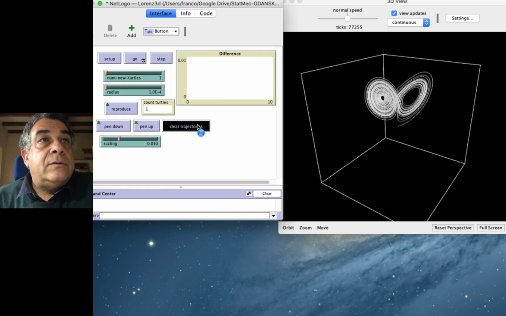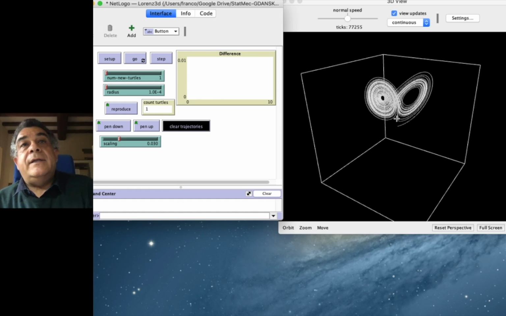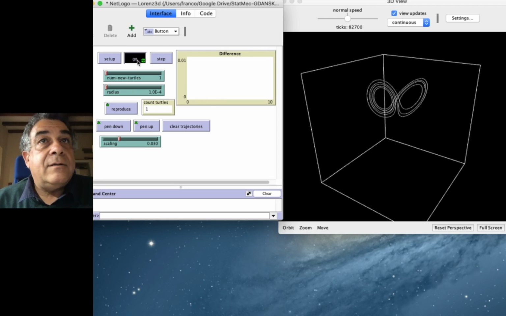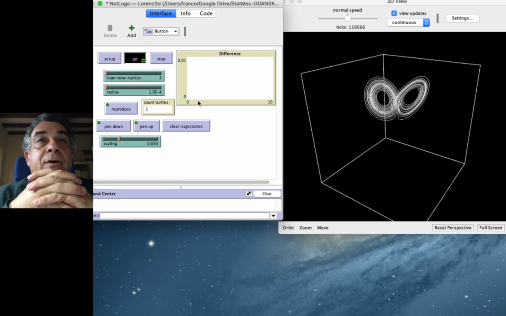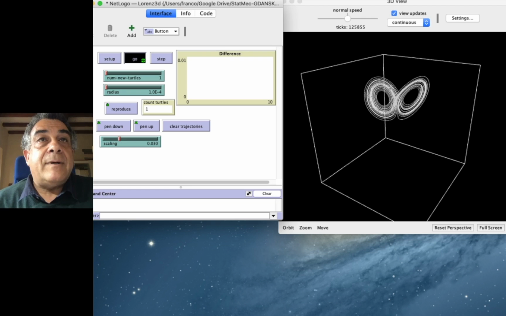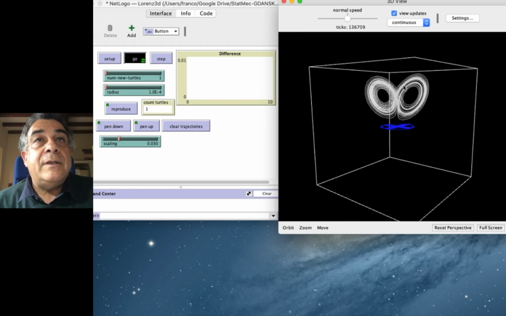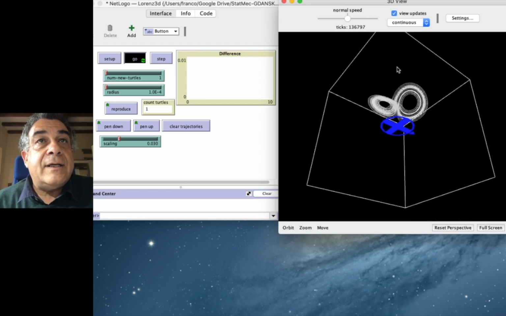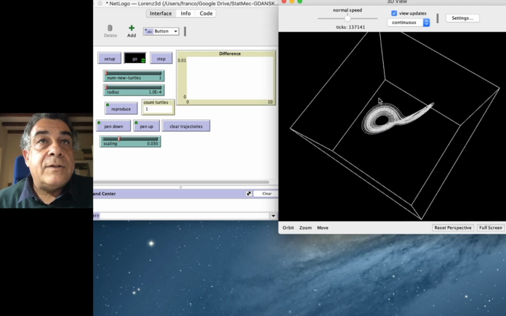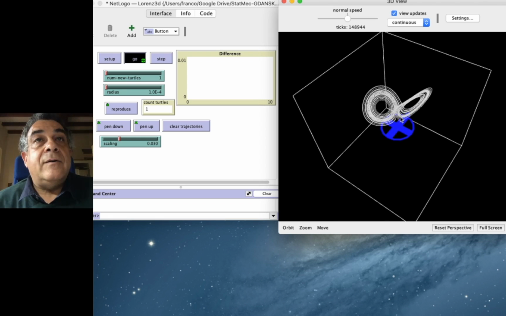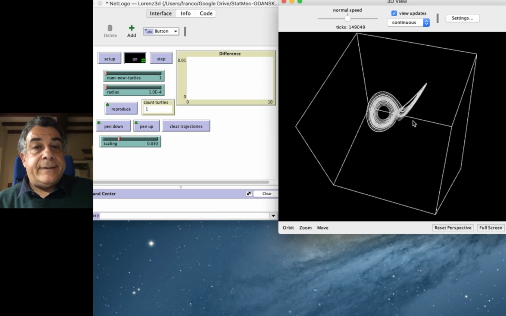So we can clear trajectories and go again, and you see that what is going on is that the trajectory turns for a certain amount of time around one of these points, then jumps to the other, and so on. And in the middle, you can see trajectories here. Some of them go into the other leaf, some of them come back to the same wing or leaf here.